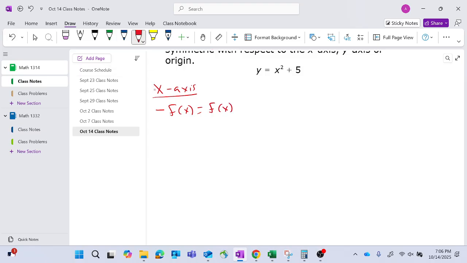I guess what we can do is just solve each part by itself and see what we get. Negative f of x is taking the function and multiplying the whole thing by negative, so negative of x squared plus 5. Or we can say negative f of x is negative x squared minus 5. Well, I know what f of x is. It's just a regular function, right?